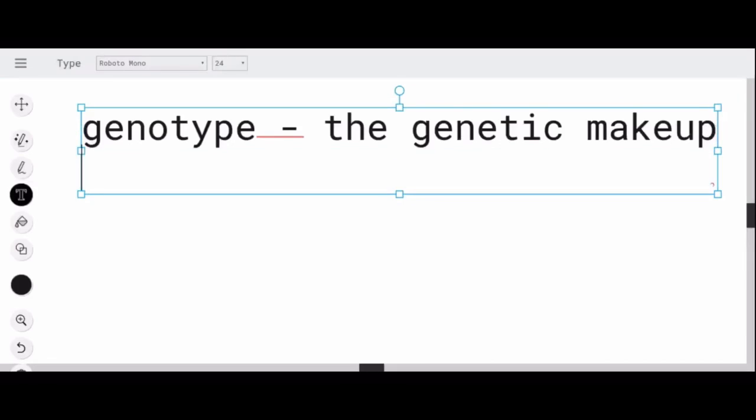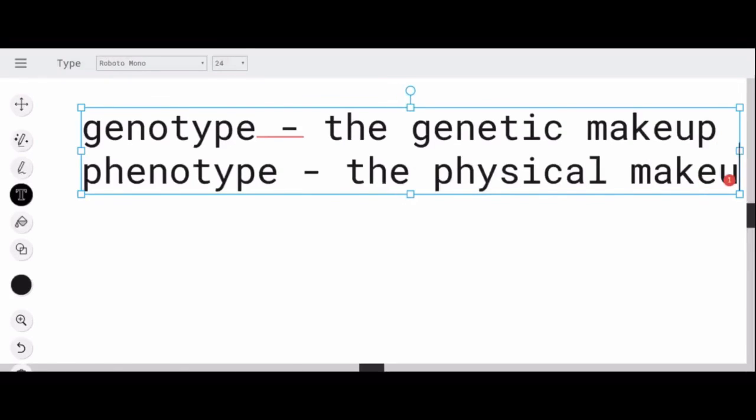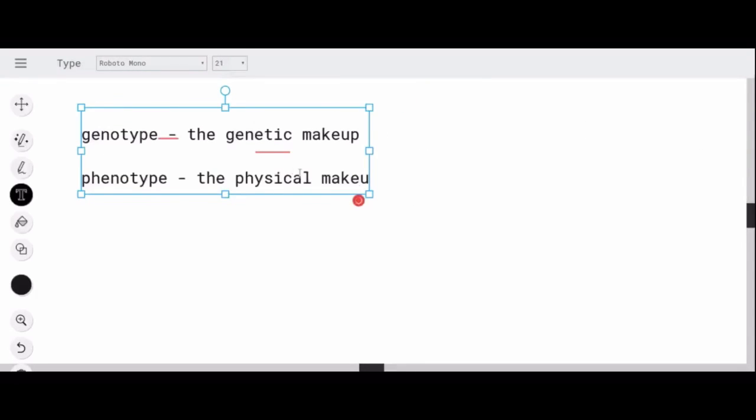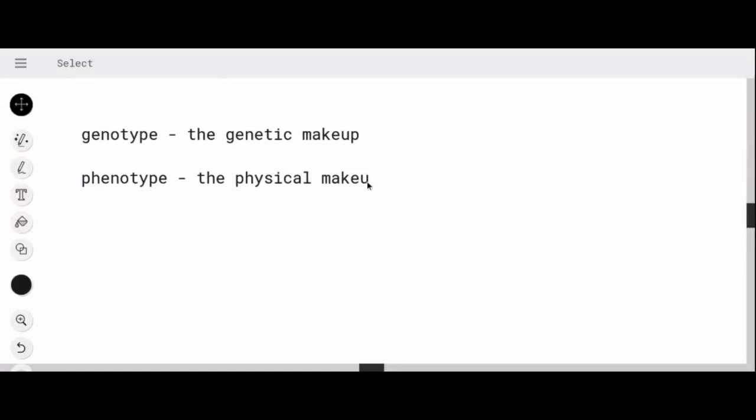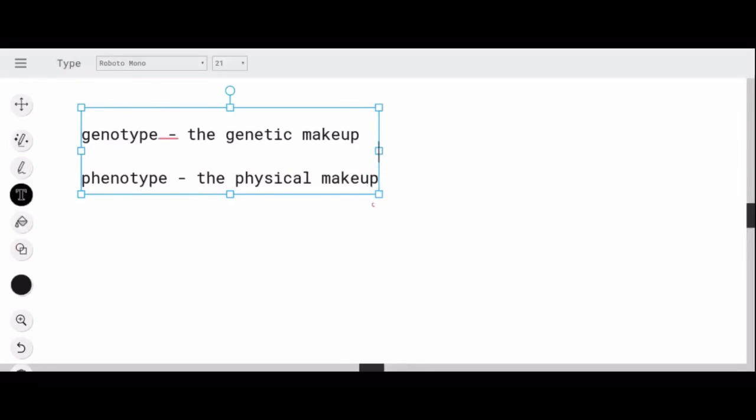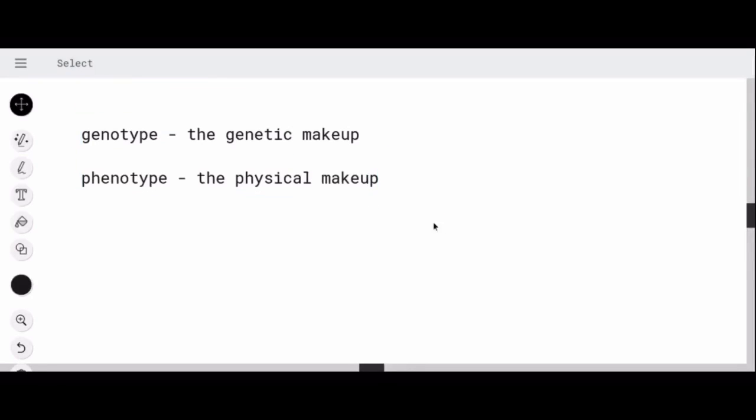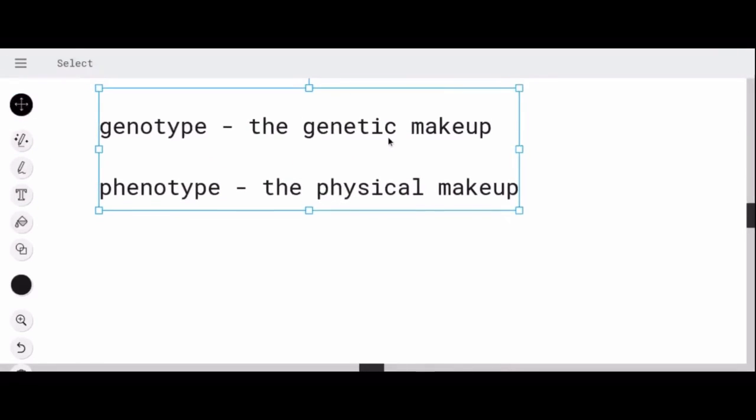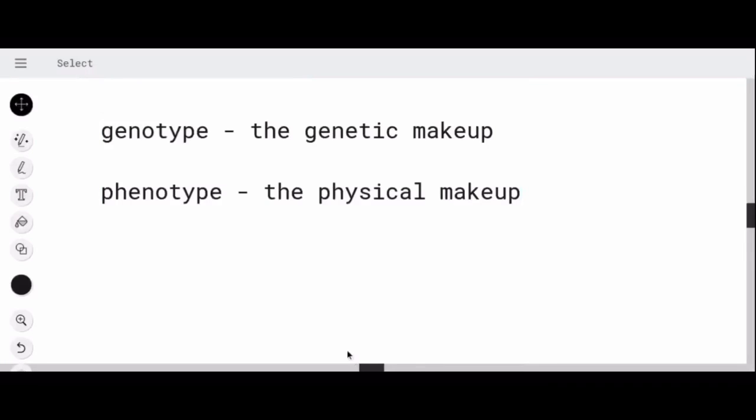And phenotype is actually quite the opposite. It's the physical makeup. Your physical makeup. The physical makeup of you, like your traits, the ones you can see. Like how your skin is a nice shade of tan or very pale, or how your eyes are blue or brown or green. That's all phenotype.